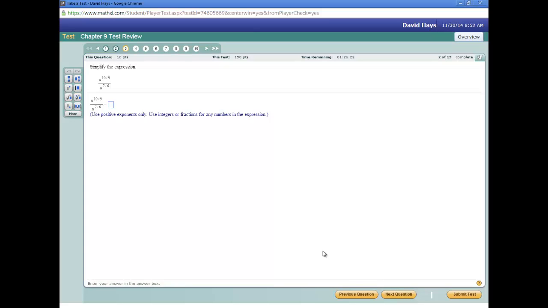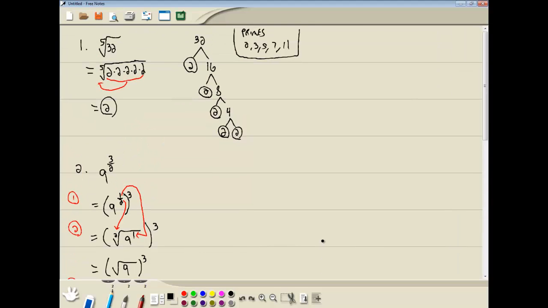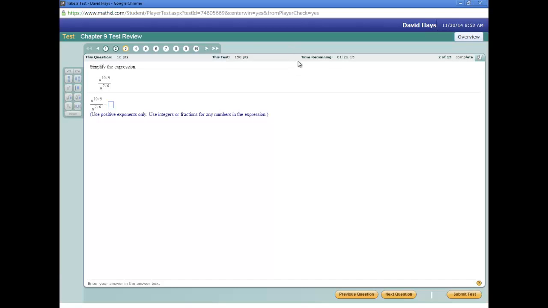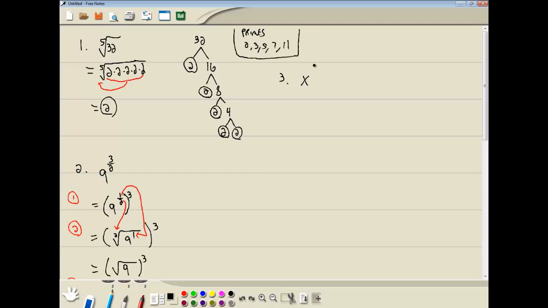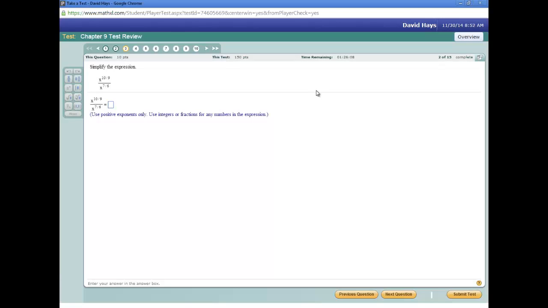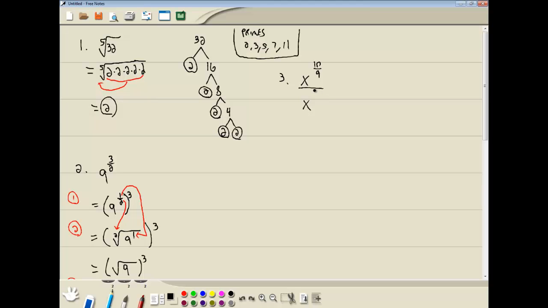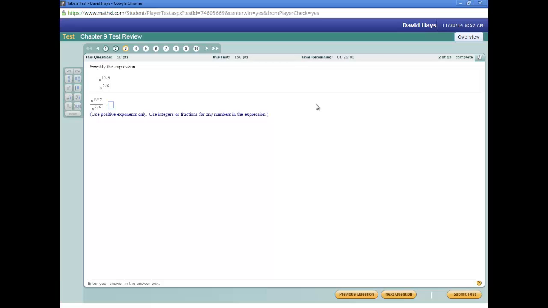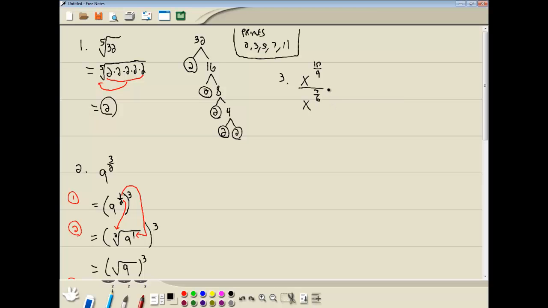Okay, let's take a look at this one. We've got x to the 10/9 over x to the 7/6. The instructions are to simplify it, use positive exponents only, and use integers or fractions for any numbers in the expression. Well, whenever you have a fractional power like this, and I'll bring up my calculator.